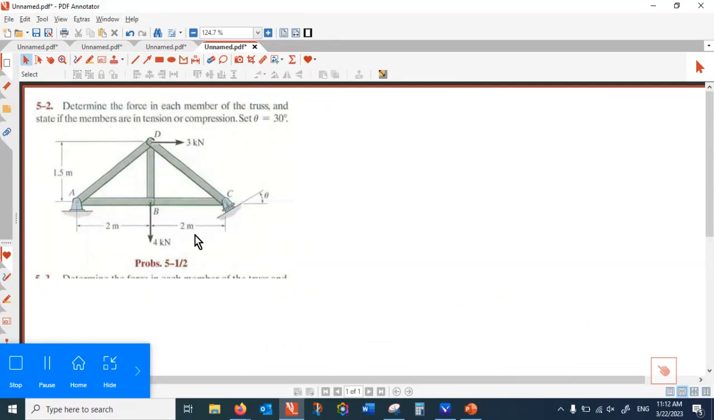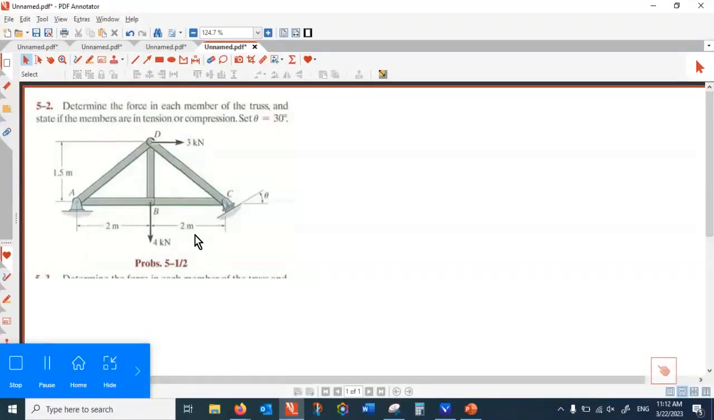If I start method of joint at D, how many unknowns? Three unknowns. Method of joint can only handle two, so that is not a good start. If I apply at B, how many unknowns? Three, not solvable. If I apply method of joint at A, how many?